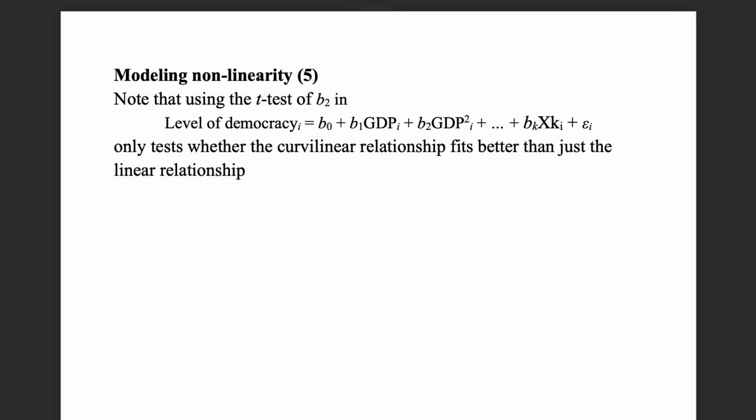Now, going back to our example of expecting a curvilinear relationship between GDP and the level of democracy, we can estimate this regression model, and then we get a coefficient for GDP and a coefficient for GDP squared.